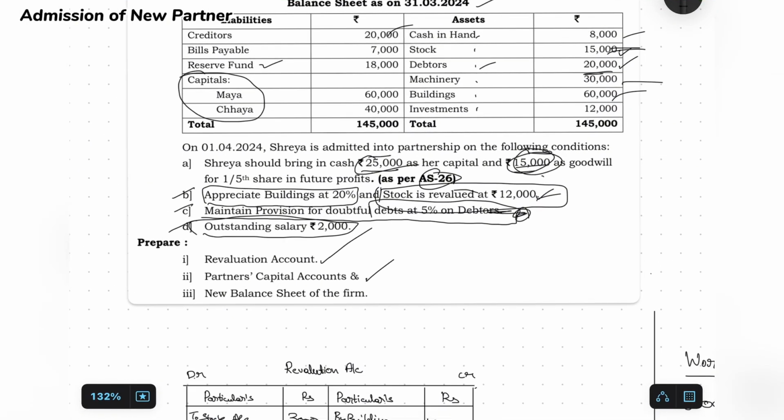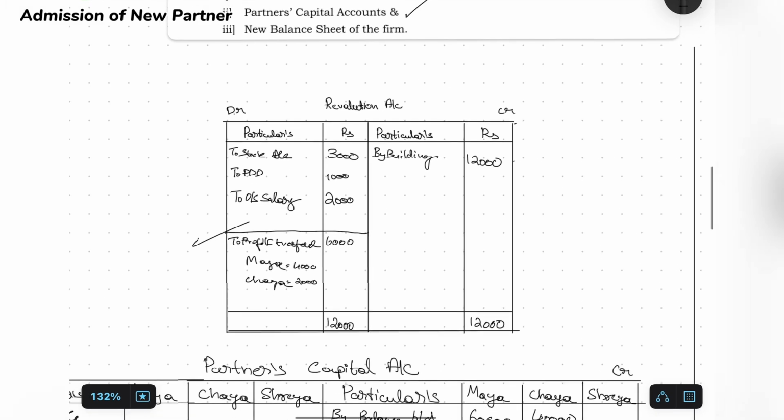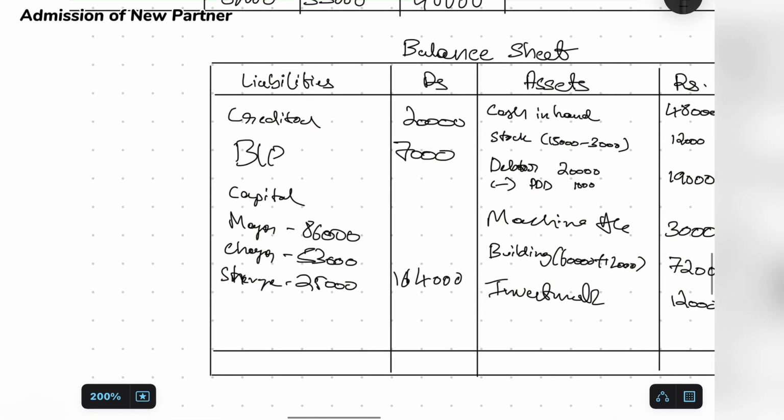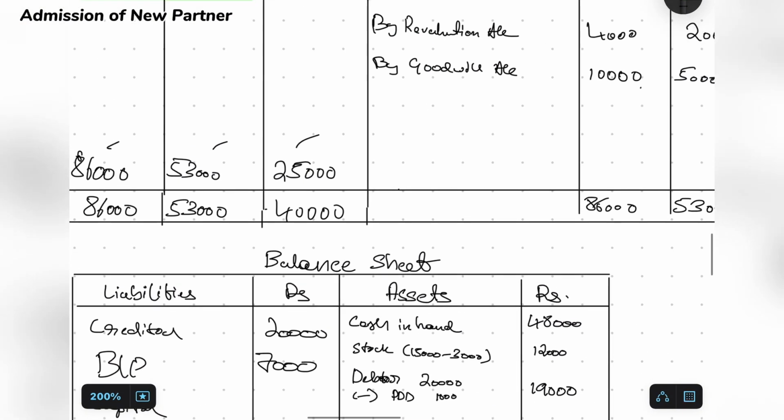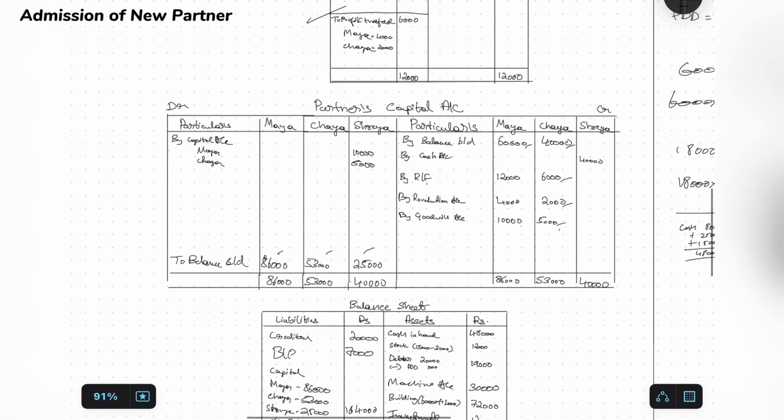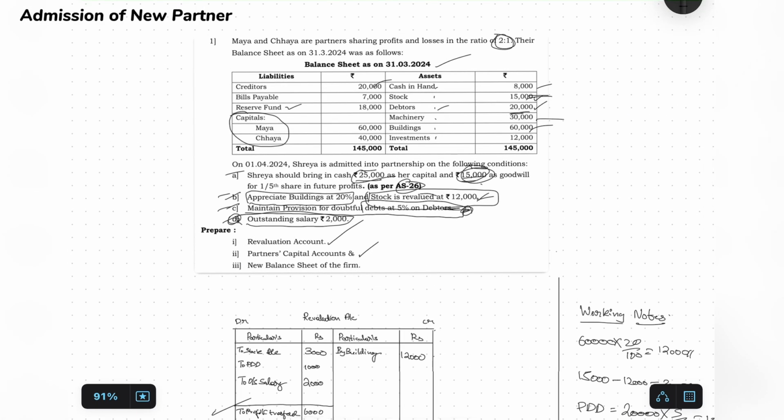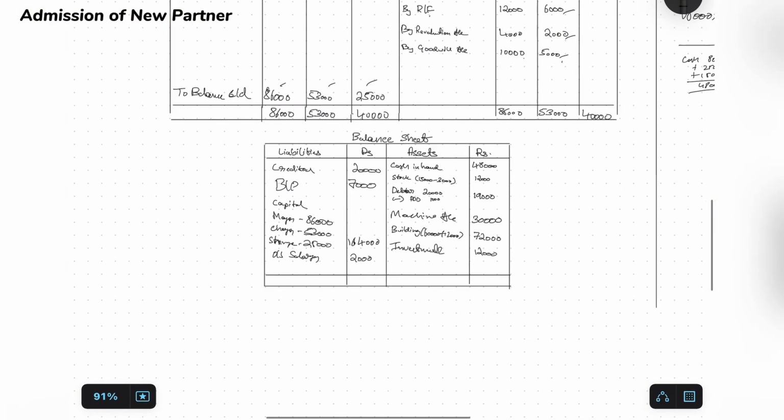Before tallying the balance sheet, this is done, this is done, this is done. Here we can see outstanding salary, a liability pending, which I should record on the liability side: outstanding salary will be 2,000. Here I can again analyze the question to check whether any adjustment is pending. Capital is taken, goodwill is taken and shared according to AS 26, appreciation of building is done, stock is revalued, maintenance period is done, and salary is recorded. So I can tell I have covered all the adjustments.